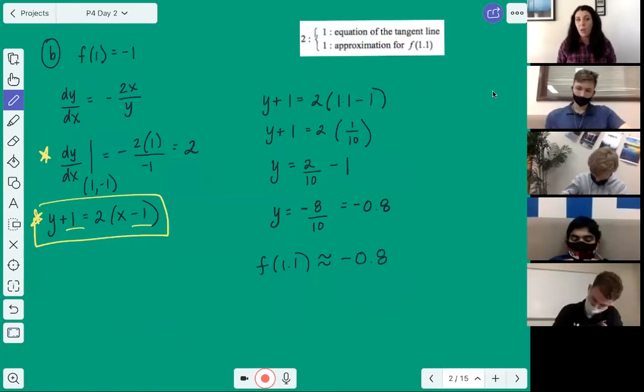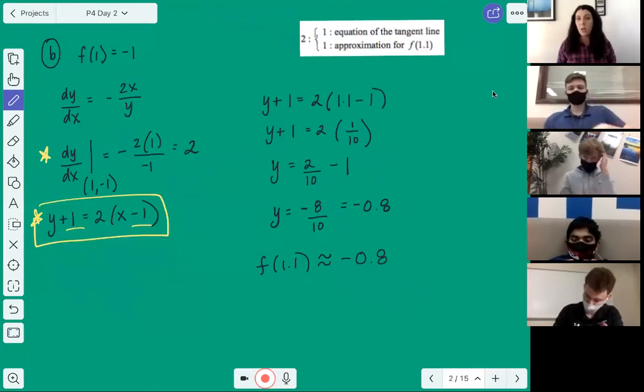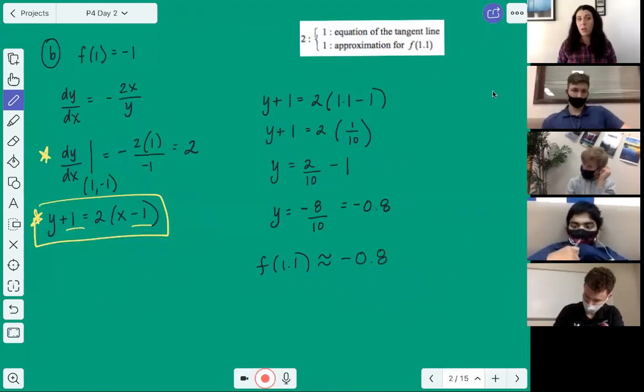I have a question. Yes. What if we had the dy over dx and then the bar with the 1, negative 1 in section A?